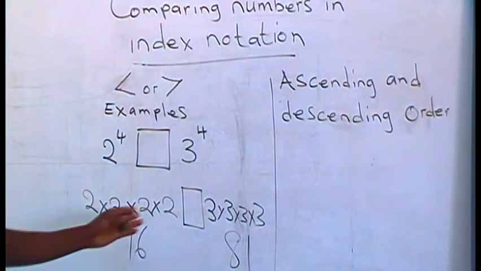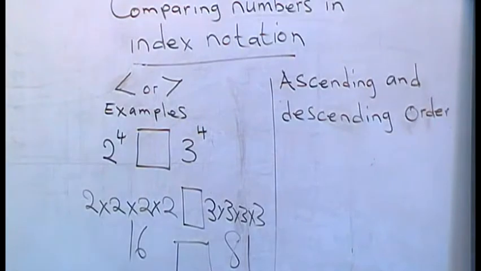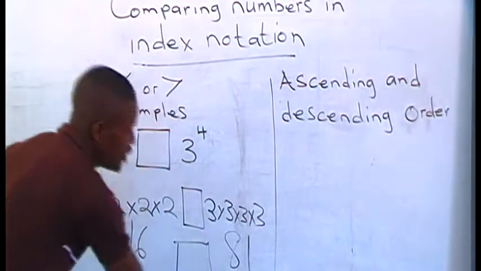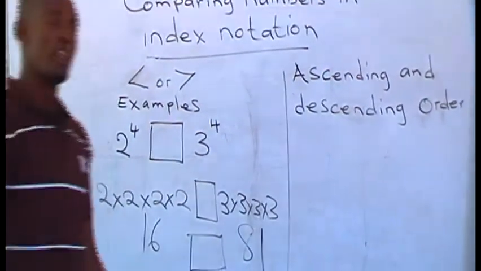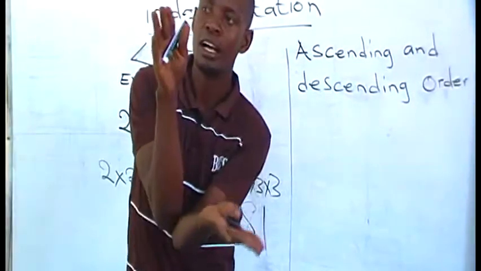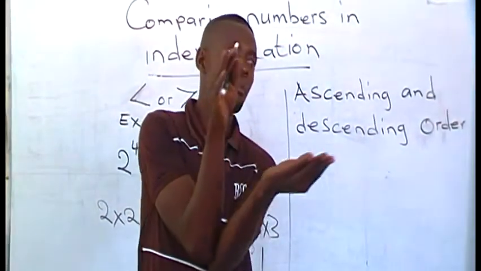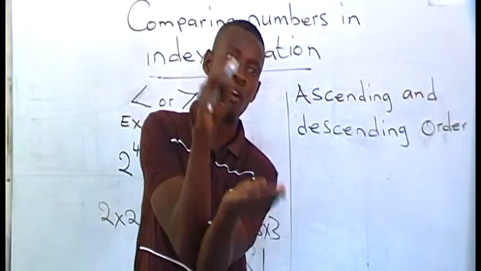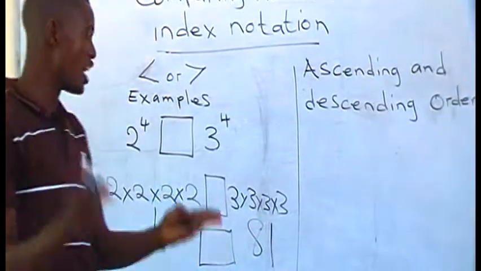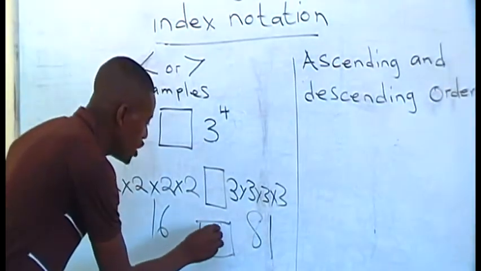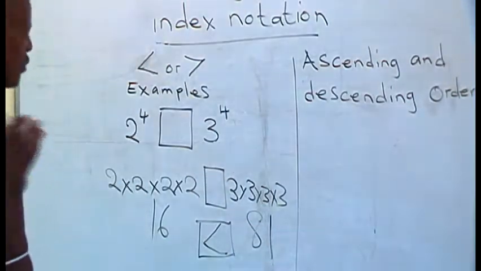Now, if you compare these two numbers, which one is bigger than the other? You will find that 81 is bigger than 16. Now, how do we use these symbols? The crocodile eats the bigger number. That's the concept you have to understand. Where the bigger number is, that's where the crocodile opens its mouth. So in this case, 81 is the bigger number, so the crocodile is going to open its mouth this side to eat the bigger number. That's the concept you have to get.